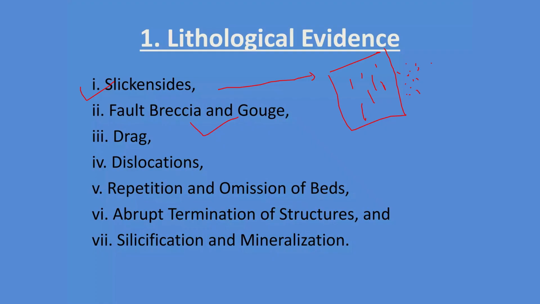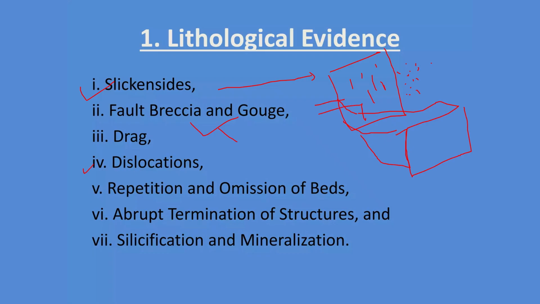And these two are differentiated on the basis of grain size. Okay, then drag. Suppose the faulting occurs and the hanging wall portion is dragged down over the footwall portion like this, and in this case it is called a drag fault. Then dislocation. Dislocation means the offset, nothing more.